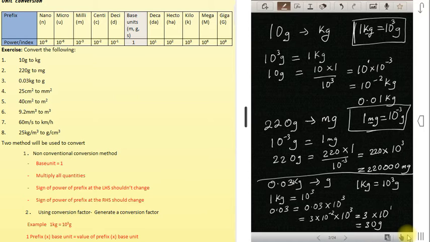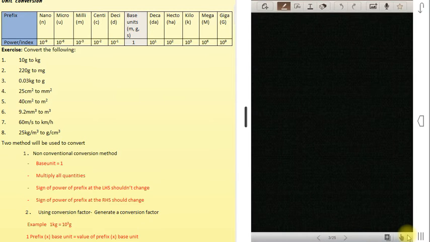All right, let's quickly convert the next quantity that we have: 25 centimeter square to millimeter square. It's important here that you convert from centimeter square to meter square, and from meter square to millimeter square. We're going to take that step.